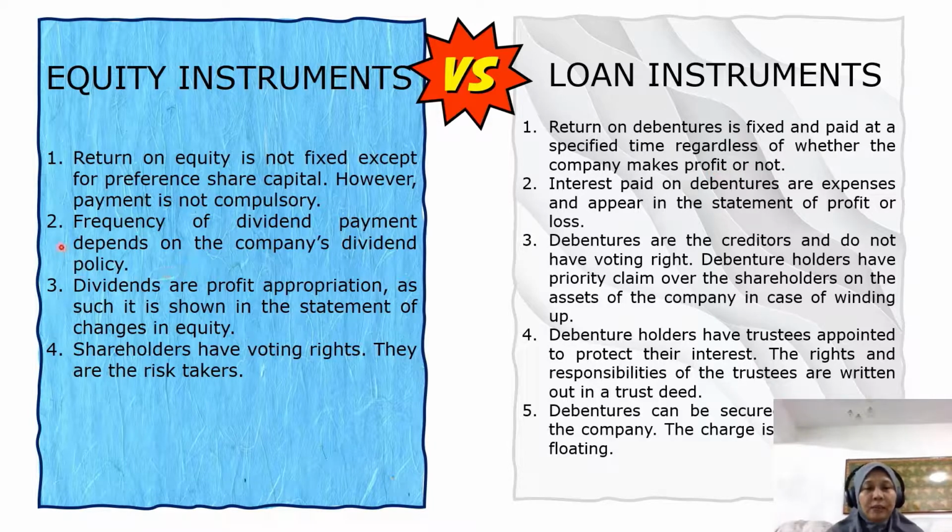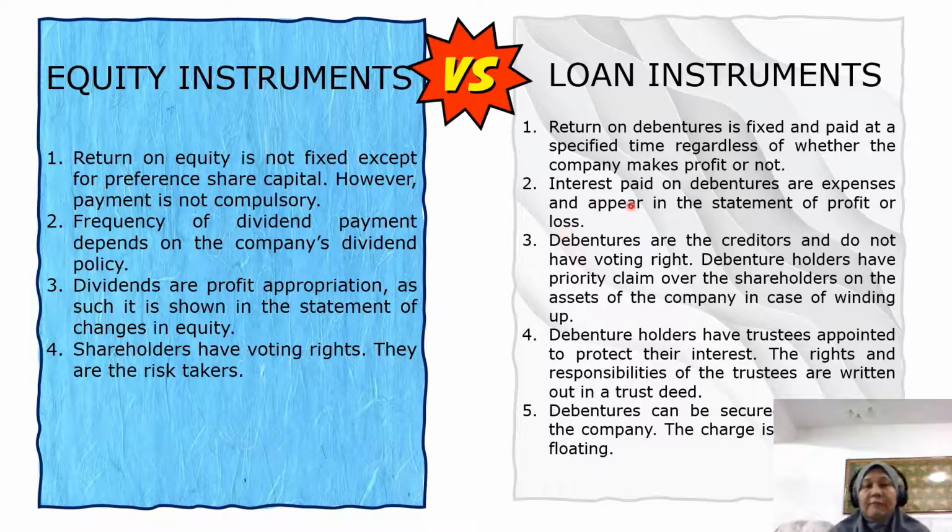Number two, if you look at the frequency, for equity it depends on the company's dividend policy. This is in contrast with the return on loan instruments, where the return is made at a specific time, maybe once a year or twice a year, depending on the company's policy as well. Number three, dividends are profit appropriation, and as such, they are shown in the statement of changes in equity. But interest paid is an expense, so it appears in the statement of profit or loss.